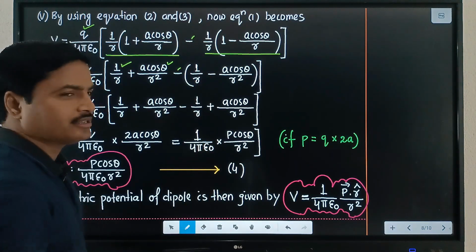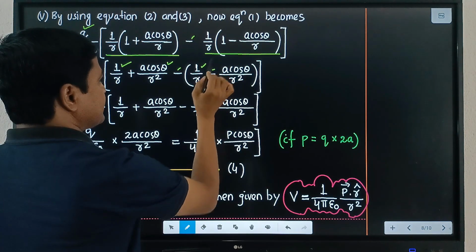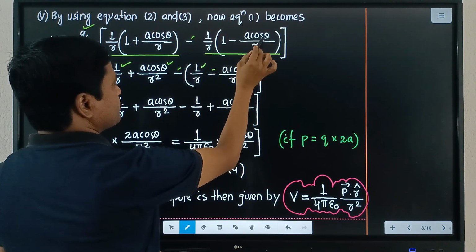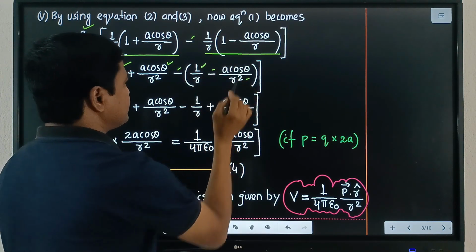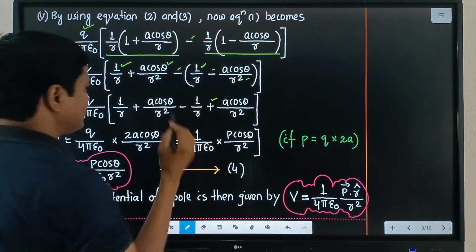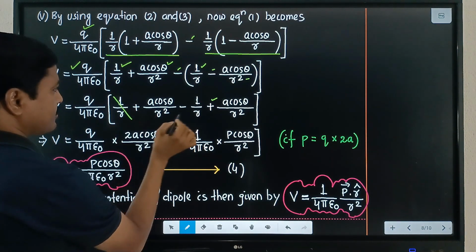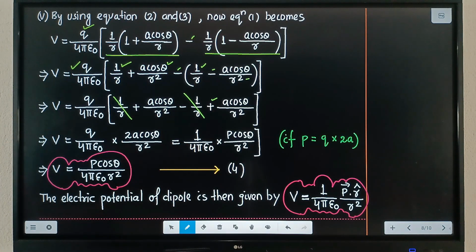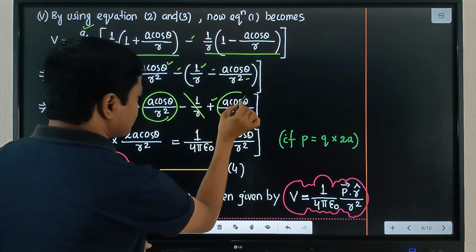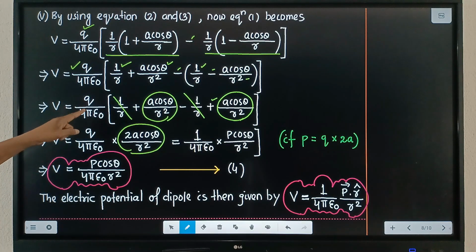Minus sign is there. This is 1 by R multiplied by 1, we write 1 by R. Minus sign is there. Next, 1 by R multiplied by A cos theta divided by R, that is A cos theta divided by R square. If we open the bracket, then this minus sign becomes plus. Then this one is your 1 by R, this one is your minus 1 by R, both cancel with each other. Only A cos theta by R square remains, and this is also A cos theta by R square, that means twice A cos theta divided by R square multiplied by Q divided by 4 pi epsilon 0.